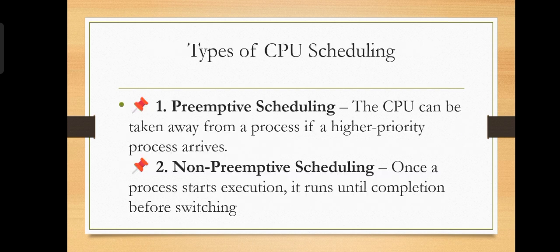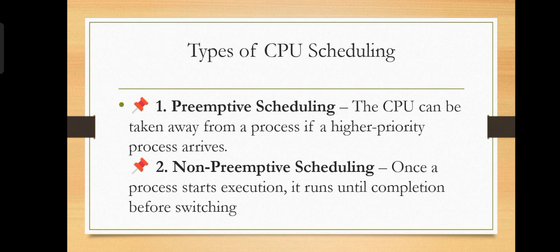And next we'll see about types of CPU scheduling. It has two types: preemptive scheduling and non-preemptive scheduling. In preemptive scheduling, the CPU can be taken away from a process if a high priority process arrives. That is, if a higher priority process arrives, then it will first serve the higher priority process only.